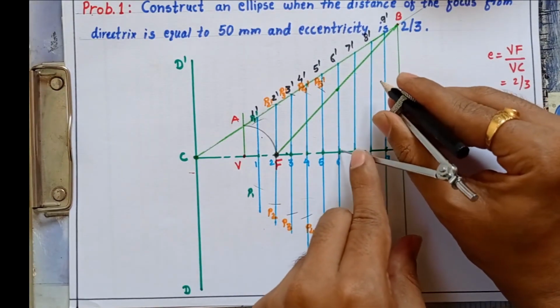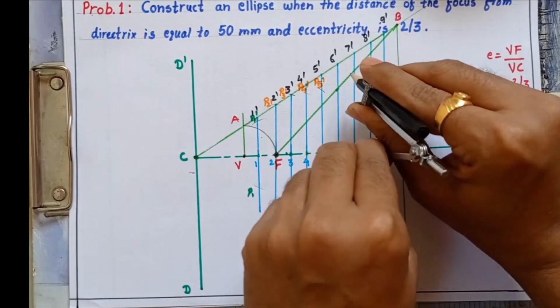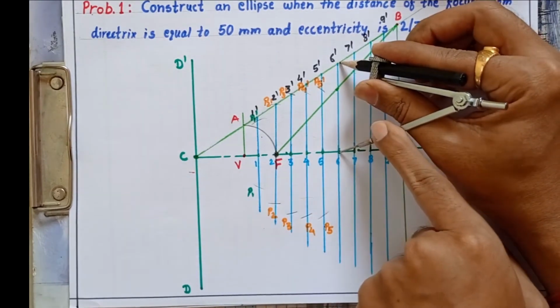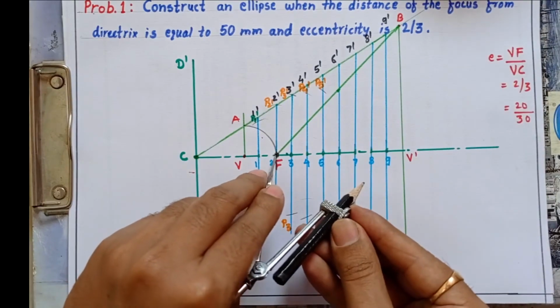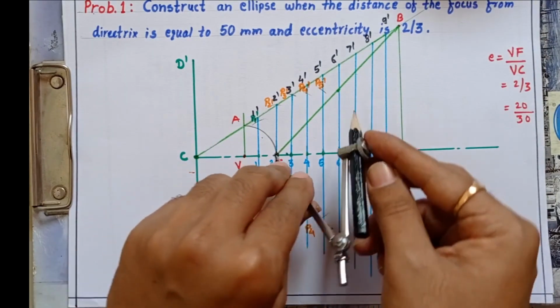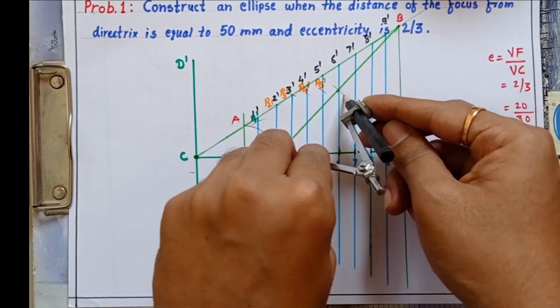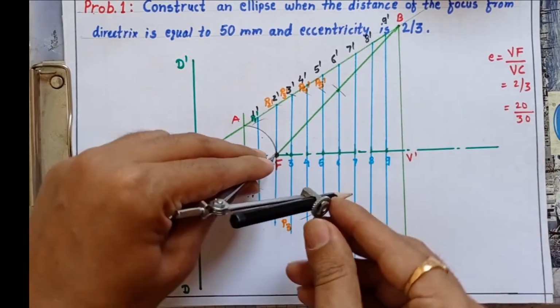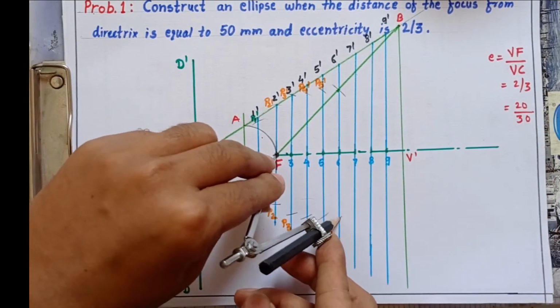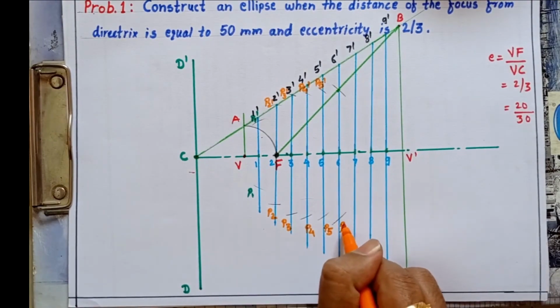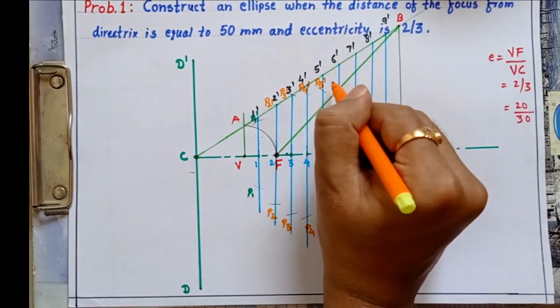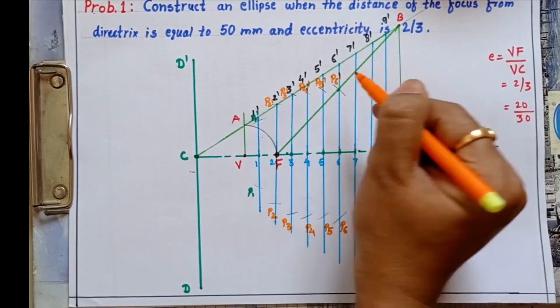Similarly, take 6 to 6 dash as a distance in your compass with F as the center, and cut the line passing through the points 6 and 6 dash. Fine. It will be named as P6. This is your P6 dash.